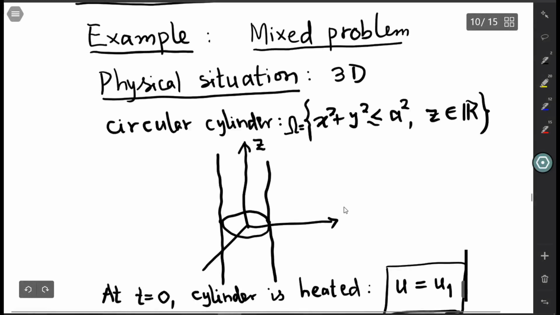We will continue the discussion on the heat equation in more than one variable, and in the last class we started discussing an example, which is a mixed initial boundary value problem involving an infinite circular cylinder, and this was the physical situation.